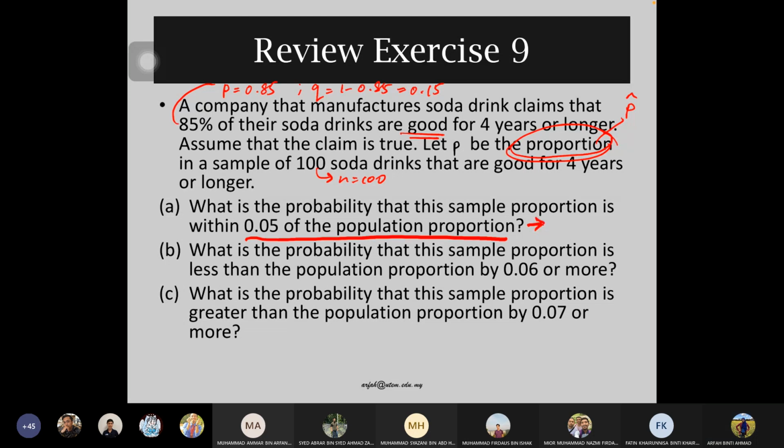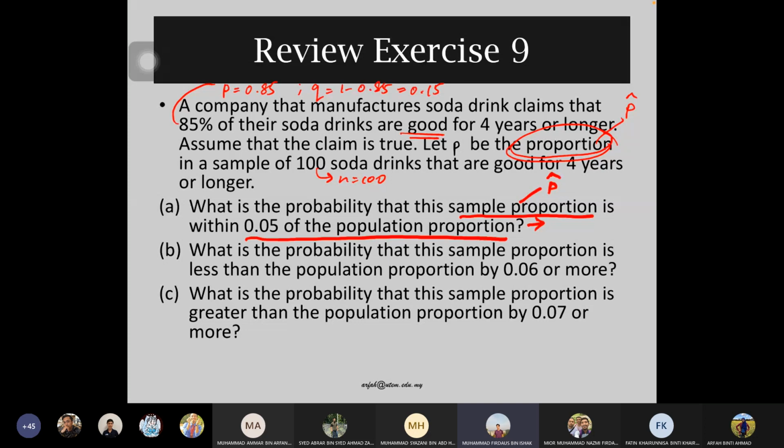Hey, how are we going to write this one? P hat is between what values? Sample proportion, meaning that P hat. Yes, anyone? Who wanted to answer earlier? Adwa, Zamir, Amir, Amar. What is the answer? Within 0.05 of the population proportion.